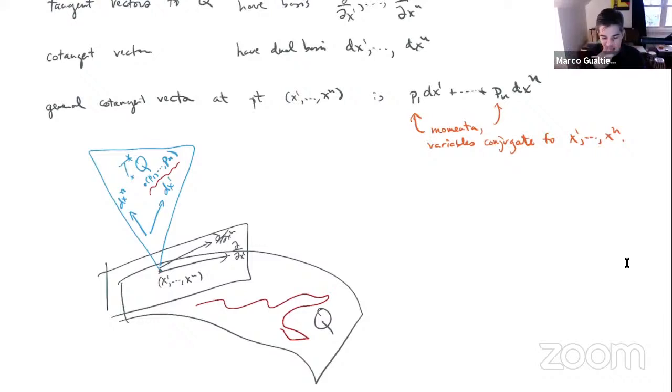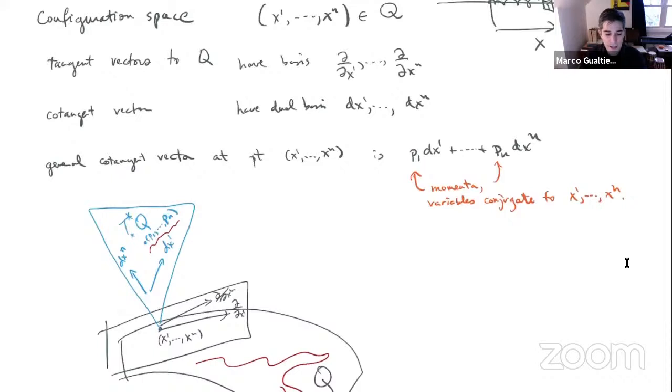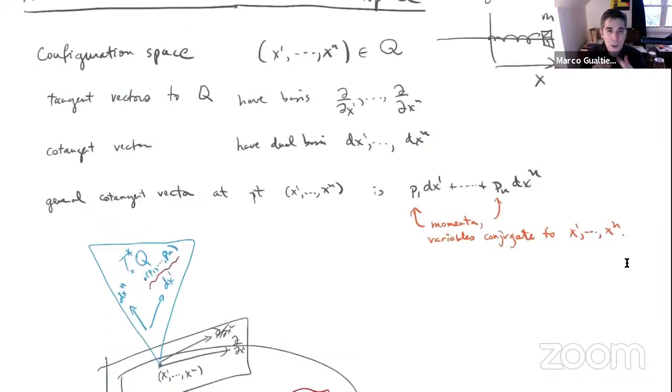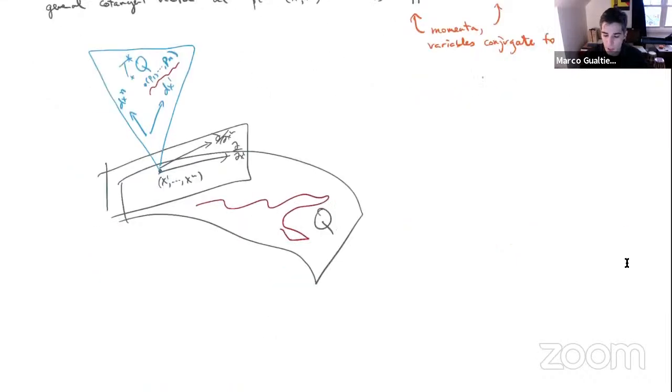Okay. Now, the important thing is that you can choose the x coordinates however you want. So, for example, if you're trying to describe, let's say that you were trying to describe the motion of a pendulum, so you had some fixed location and some string and some mass.